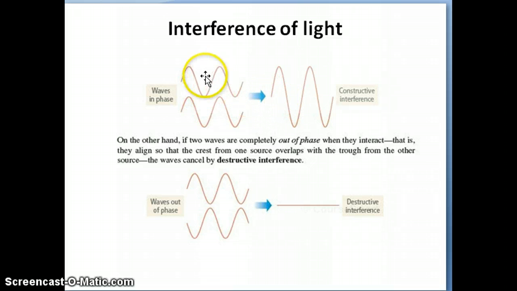And what that means is that the two waves basically add with each other. So the peaks add together to form a new wave that has twice the amplitude of the original wave. And then the troughs, as you can see here, also add together to form a new wave that has twice the trough compared to the original wave. So that's what we refer to as constructive interference.